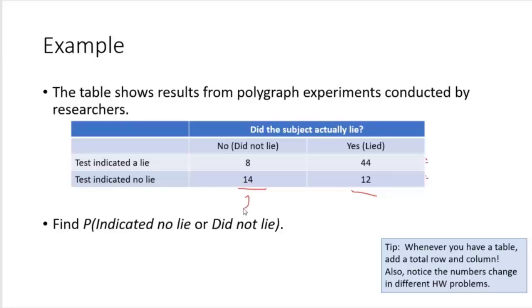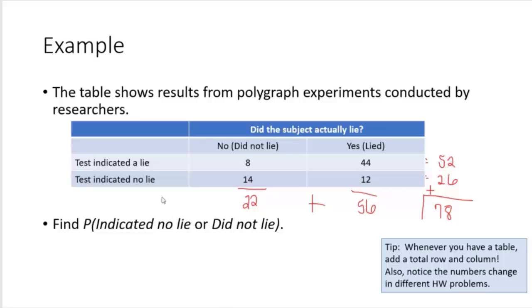So 8 plus 14 is 22. 44 plus 12 is 56. 8 plus 44 is 52. And 14 plus 12 is 26. And then whether or not you are adding horizontally or vertically, those are going to add up to the same thing, and we get 78. So we can use 78 as our denominator.